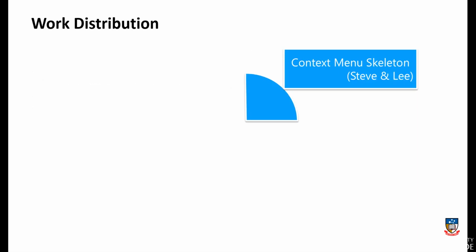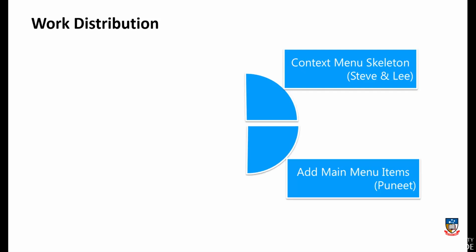The work is going to be distributed into 4 parts. The first part will be creating the physical context menu that will appear when the user right clicks on the column headers. This part is going to be done by Steve, and the second part will be adding the context menu items.